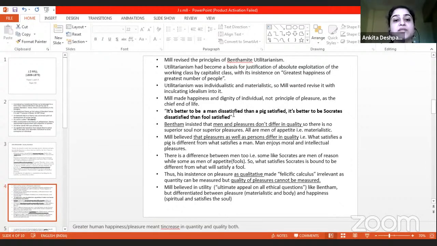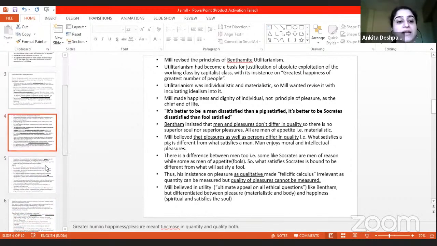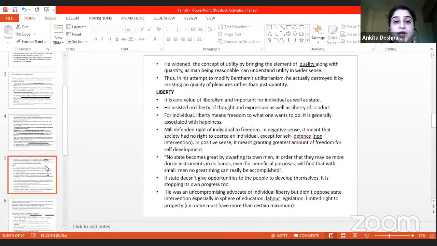It's better to be a Socrates dissatisfied than a fool satisfied. To satisfy a man who's a thinking animal, to satisfy Socrates who has reasons, of course, it's going to be different compared to what will give satisfaction to a pig or a fool. So, quality of pleasures matter. All right. So, that is the revision that J.S. Mill brought about in utilitarianism.